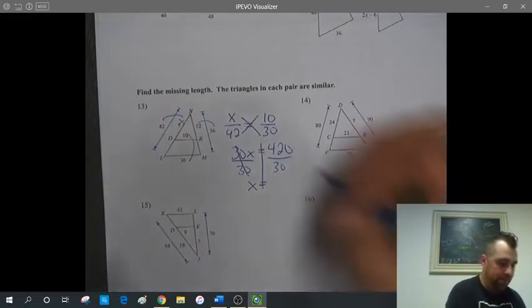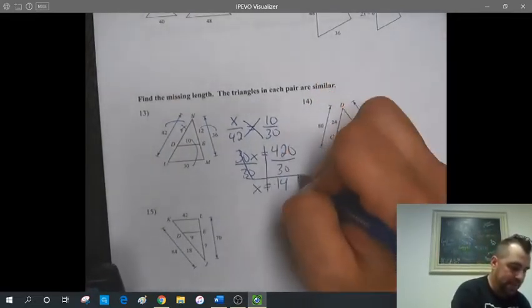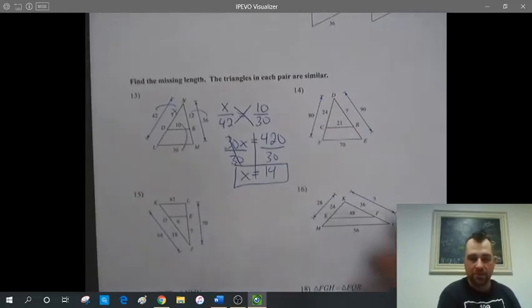$420 divided by 30, and that gives us that x is equal to 14. Okay, so these ones are a little bit more complicated.